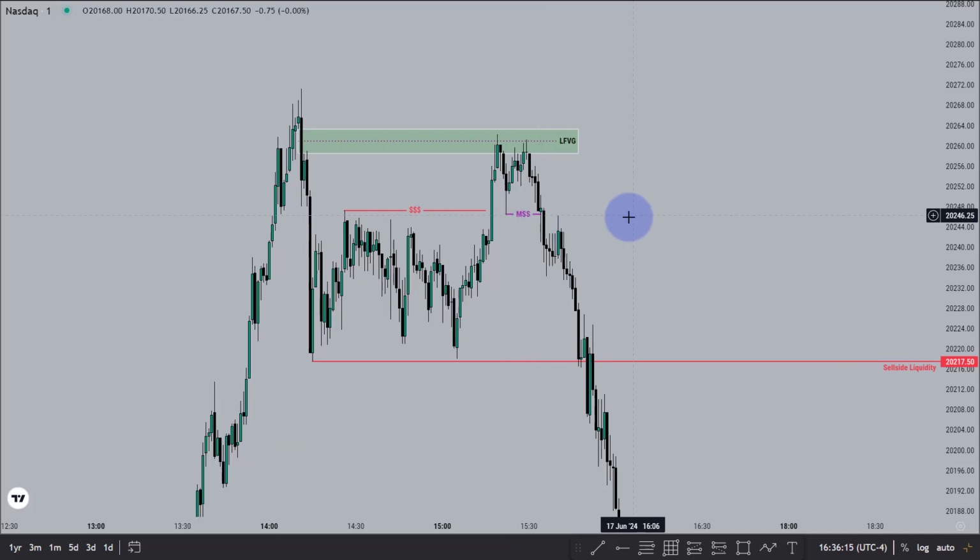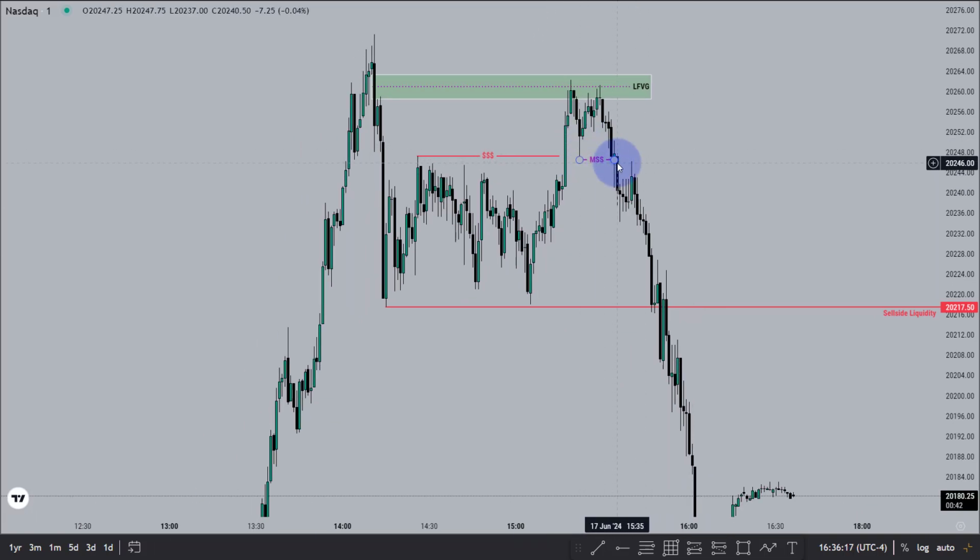Then a very nice displacement. Now, when you got this displacement, was there any fair value gap? No, there is no fair value gap. Are you going to take that sell? You should not take that sell. Maybe there is a fair value gap. Just for example, maybe there is a fair value gap. Are you going to push your button over there? No, you are not going to push your button over there.